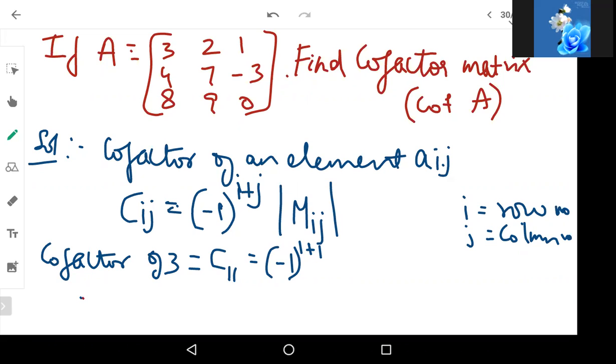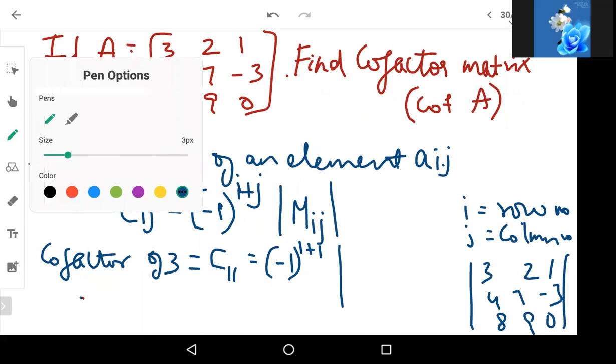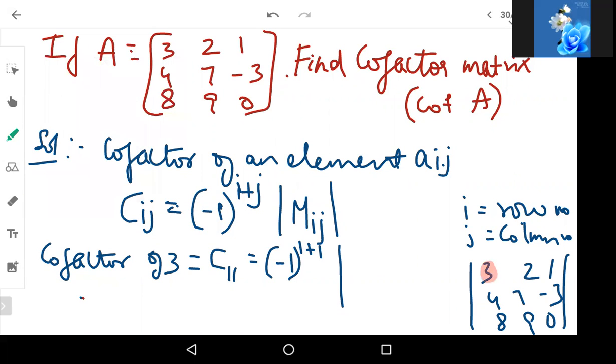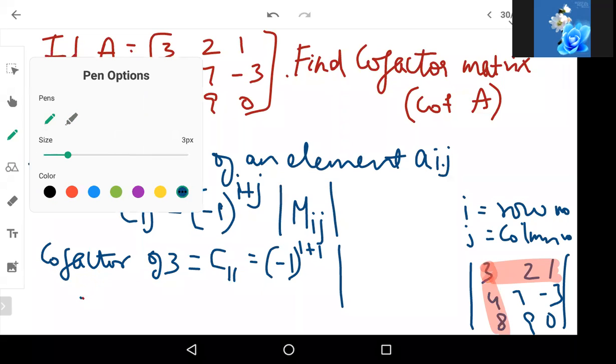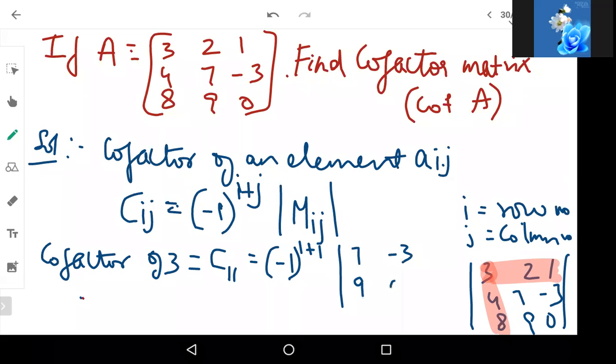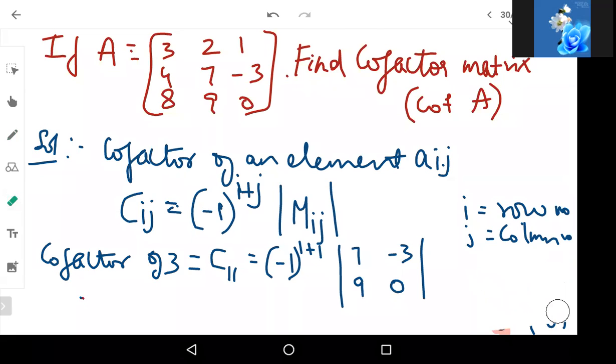Good. And then we have to multiply it with the minor. Now finding the minor, same procedure. We have the determinant 3, 2, 1, 4, 7, -3, 8, 9, 0. Now I want to find the minor for 3, so I will take away the first row and the first column. So what is remaining? 7, -3, 9, 0. Okay, so this is the calculation format. Now we have to simplify this to get the answer.